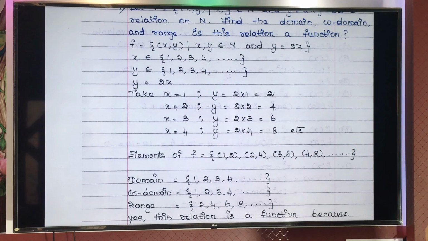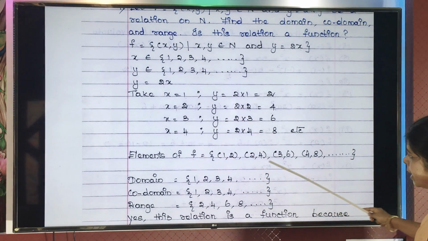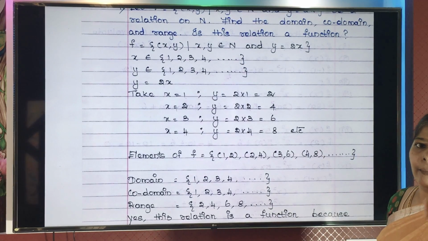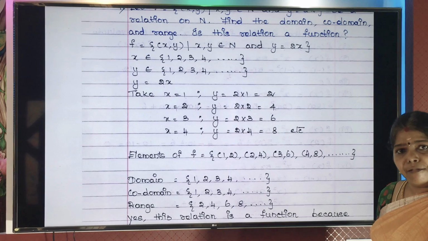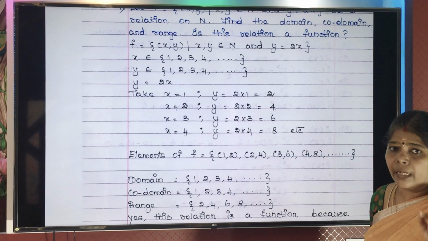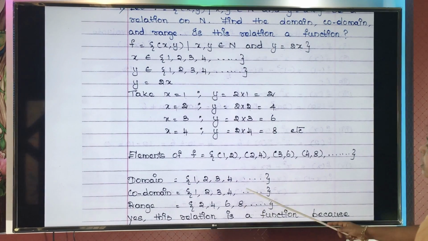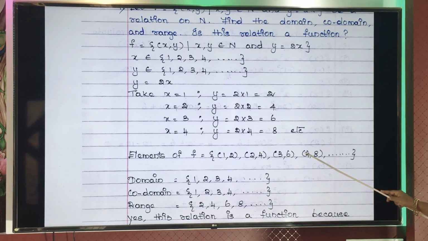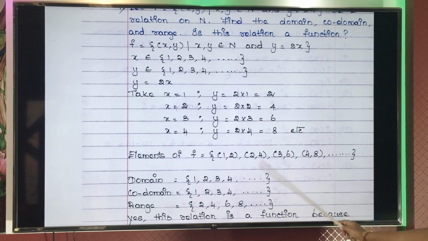They have asked that, right? So from the elements we have now got, which is the domain? We have already seen this. The first coordinate will become the domain element. So here what are all the first coordinates? 1, 2, 3, 4, etc. So this becomes the domain.